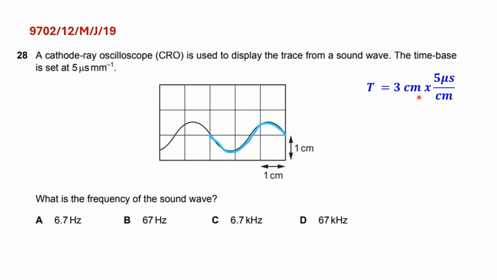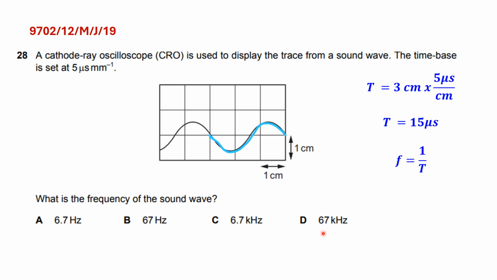To convert to seconds, I have to use the time base setting, which is 5 microseconds per centimeter. Cancel the centimeters, so the period is 15 microseconds. 3 times 5 is 15.